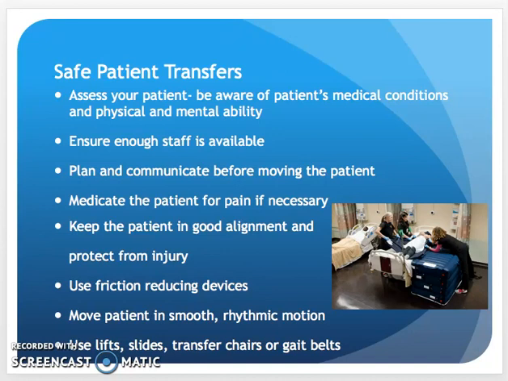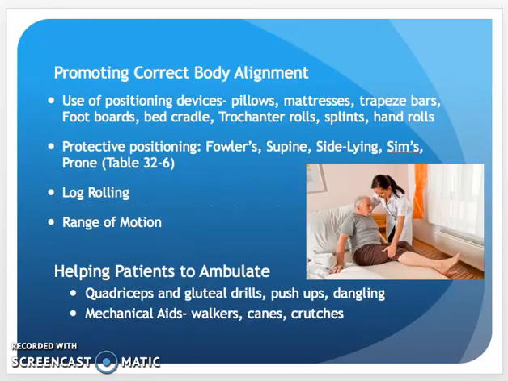Plan and communicate before moving the patient. That way you're working together, coordinated, and the patient knows what to expect. Medicate the patient for pain before moving them if necessary. Keep the patient in good alignment to protect them from injury. Use friction-reducing devices. You'll see some examples of that in the nursing lab. And move the patient in smooth, rhythmic motion. That takes communication. Use lifts, slides, transfer chairs, and gait belts.